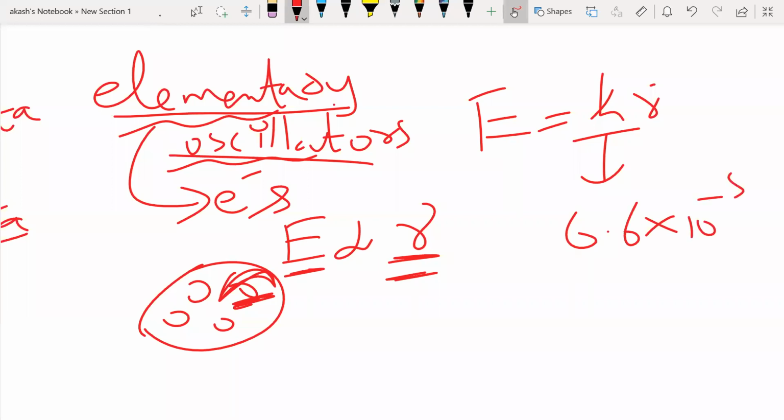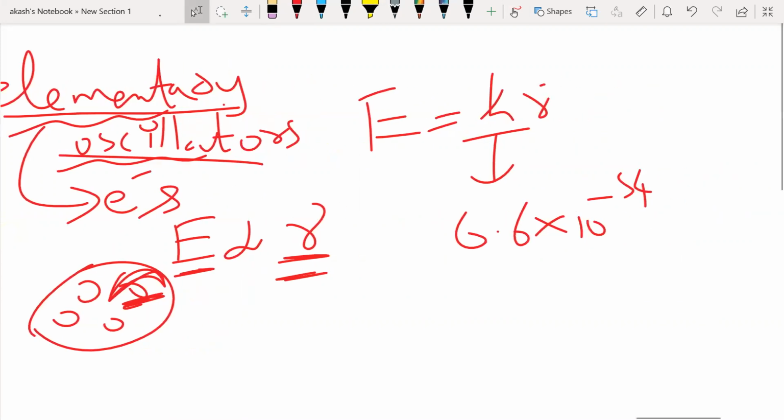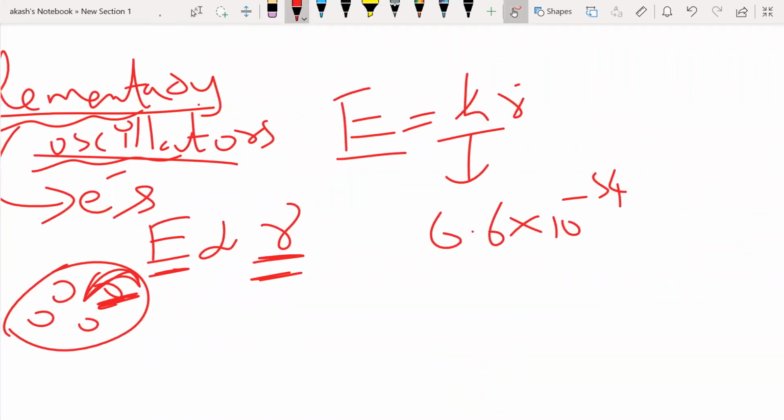(6.6) into 10 to the power minus 34, right? If at all you want the units, it's pretty simple. Energy is joules, and this is per second, so you can easily say it is going to be joules per second. That will be the unit of Planck's constant, which is 6.6 into 10 to the power minus 34. Okay, so that is about your Planck's theory.